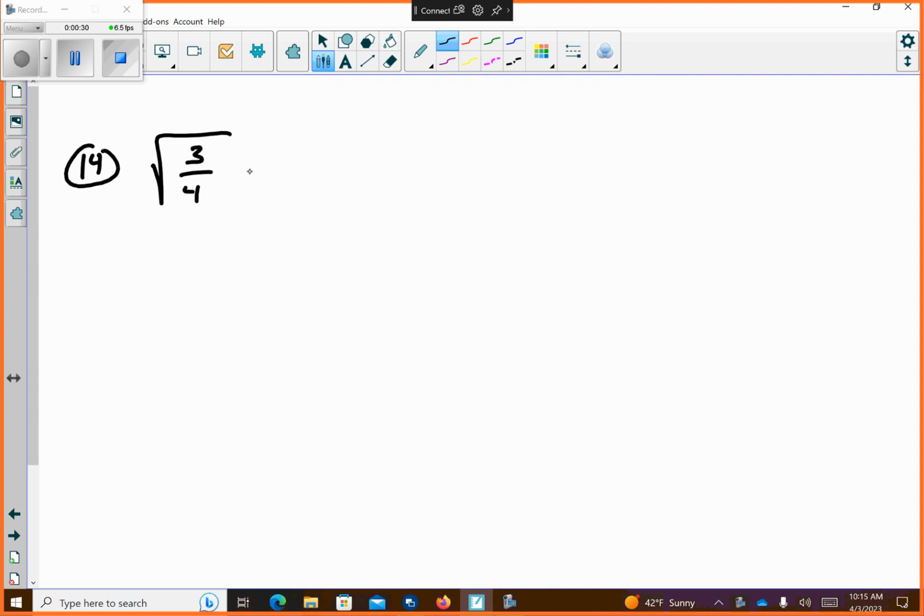All right, so a couple things I want to see. Is this bottom a perfect square? Meaning, could I take the square root of 4 and get a whole number? What's the square root of 4? 2. So watch what happens. The square root stays on top. The bottom just becomes 2 because I could take the square root.